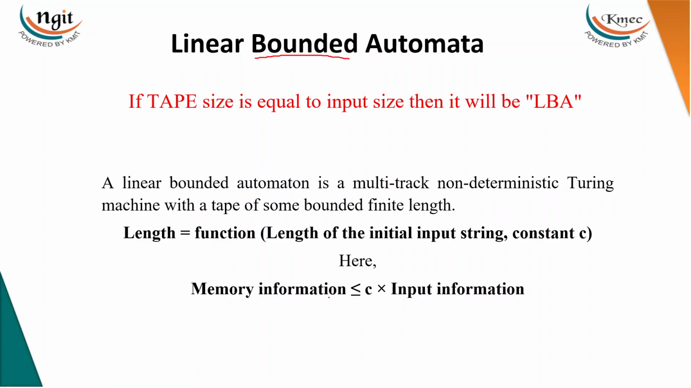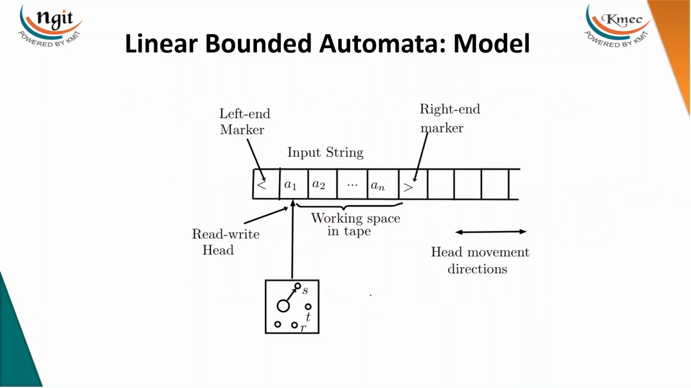So the memory information, how much memory we are going to use, is nothing but a particular constant times the input information. Constant means we cannot change it. That's the meaning. Once the process has started in a Turing machine, we can use the infinite tape. But here it is going to be bounded. You cannot go beyond it, even though the tape may be infinite. So how is it going to be here?